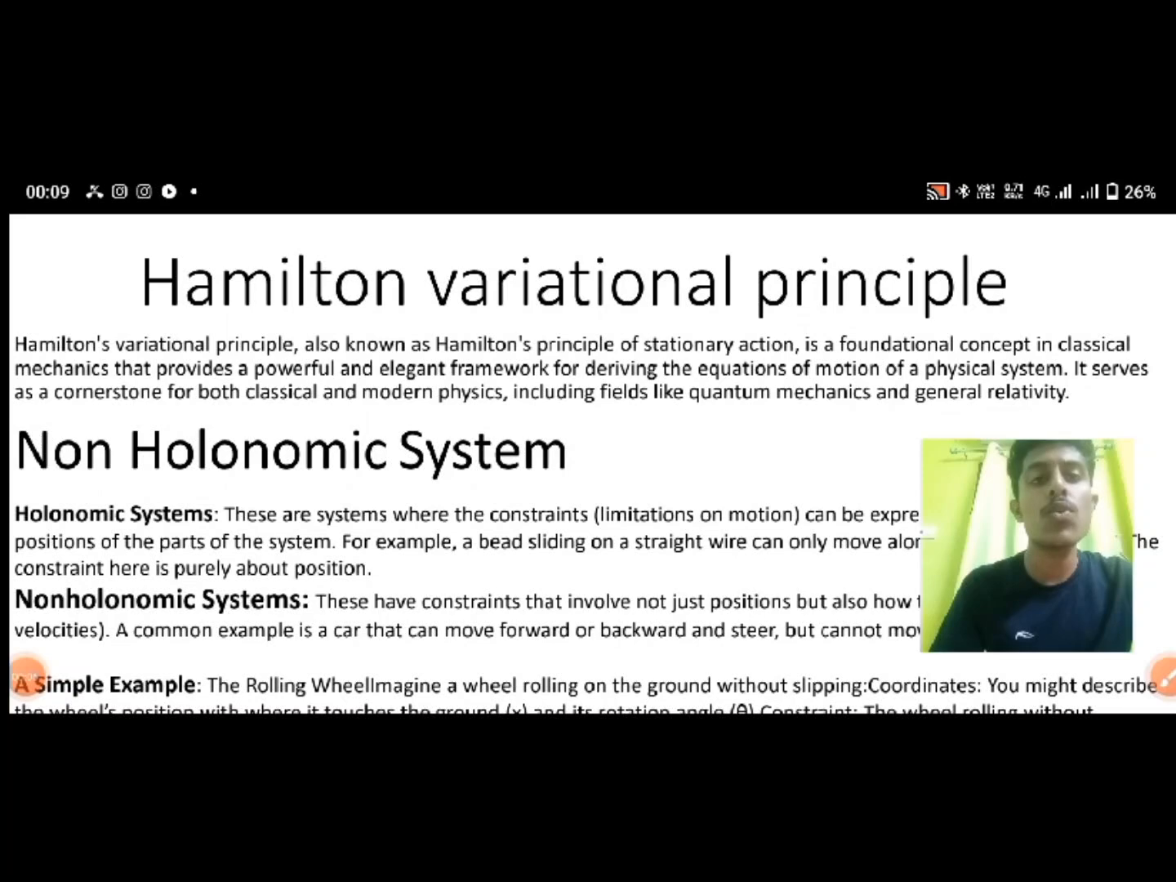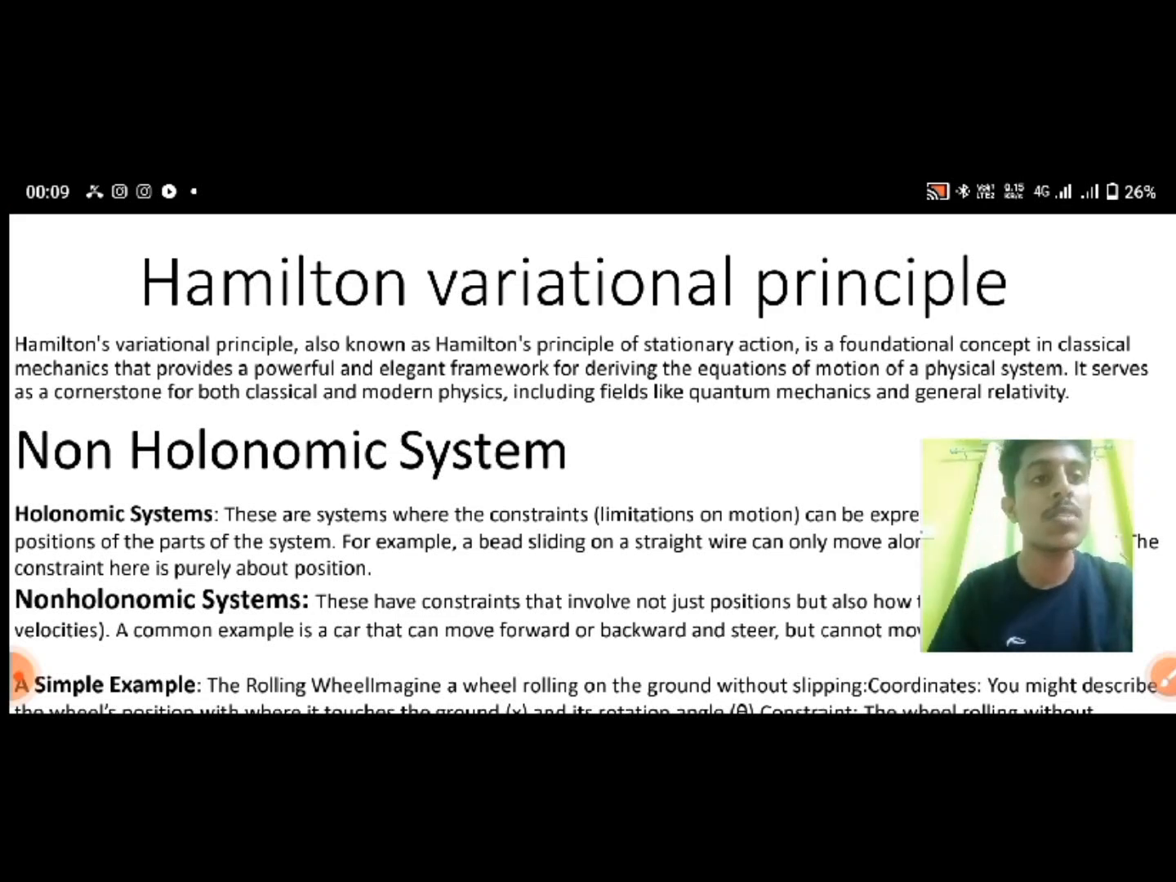Today we are going to take the topic Hamilton variation principle for non-holonomic system. First of all, we will discuss what we mean by Hamilton variation principle. As we learned in the last class, the action is delta integral from time t1 to t2 of L dt, where L is the Lagrangian.